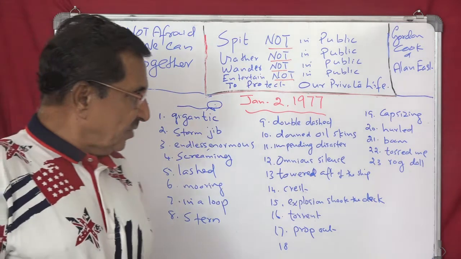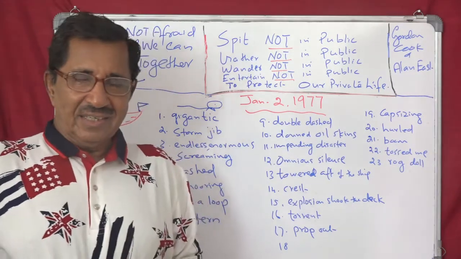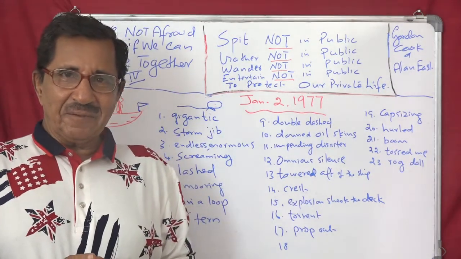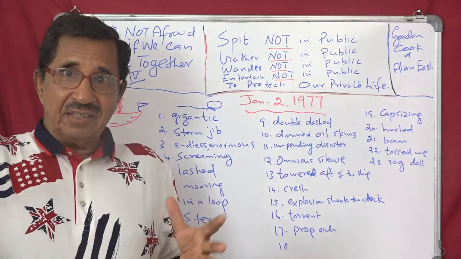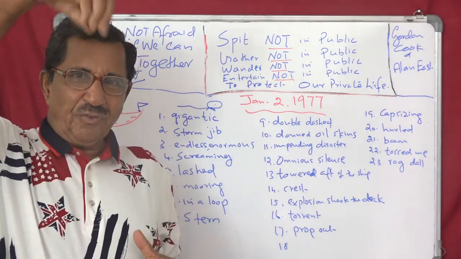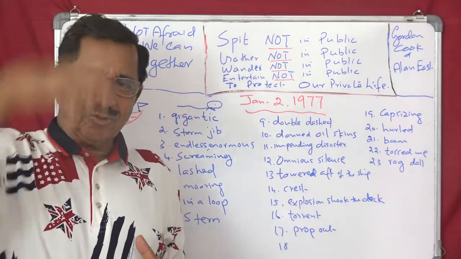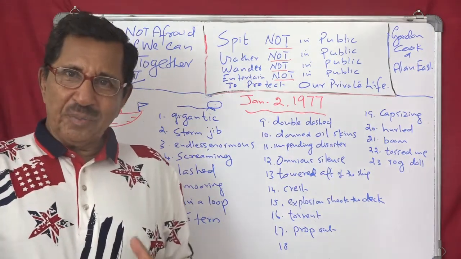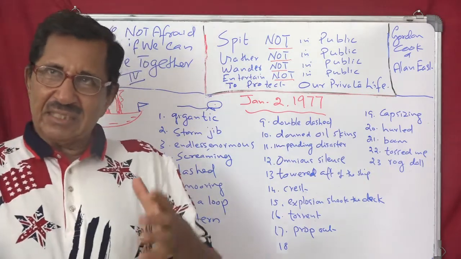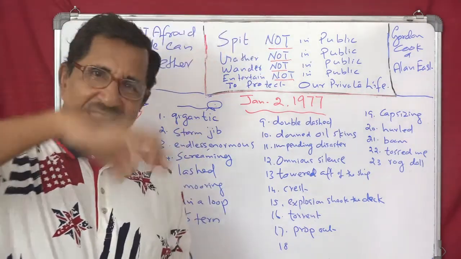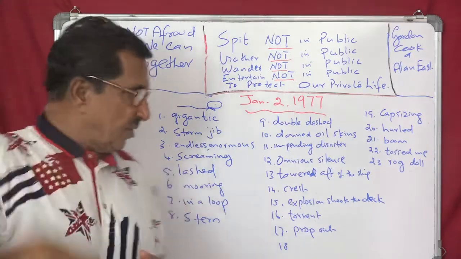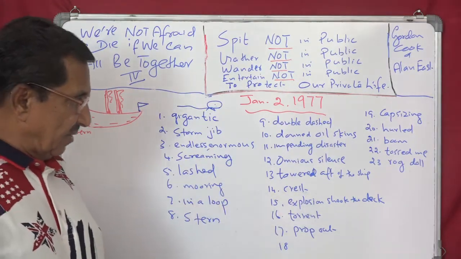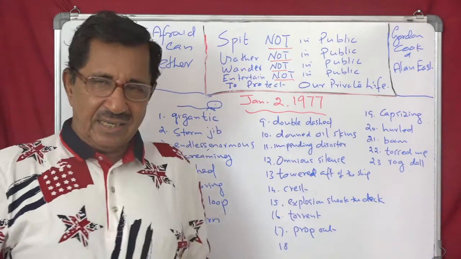Towered the aft of the ship. Towered. So you can say that a stone towered the crest of a multi-storied building. Crest means top part. Towering means it's covered like this. And then crest means the top part of it. Explosion shook the deck.